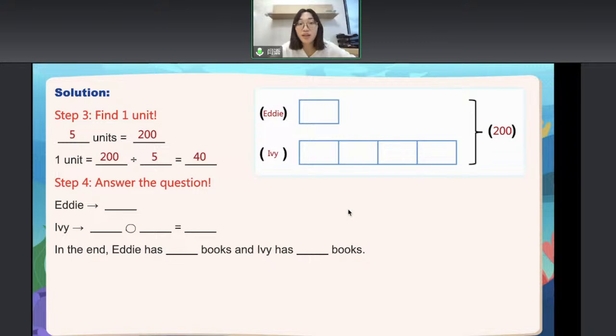Okay, the last step. Now try to answer the question. In the end, Eddie has 1 unit, so Eddie has 40 books. What about Abby? Abby has 4 units, so she has 40 times 4, which is 160. Here, again, write down your final answer as a short sentence. Okay? I give you some time to fill in the blanks.